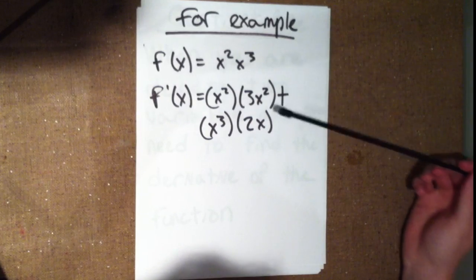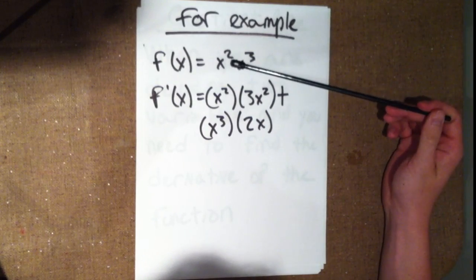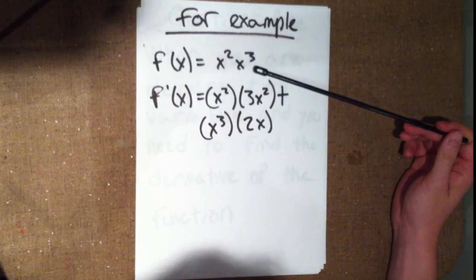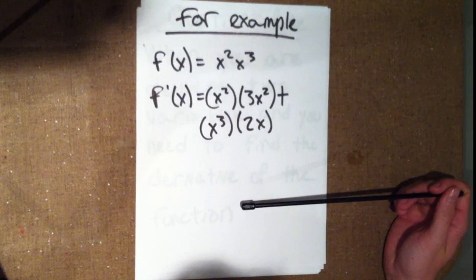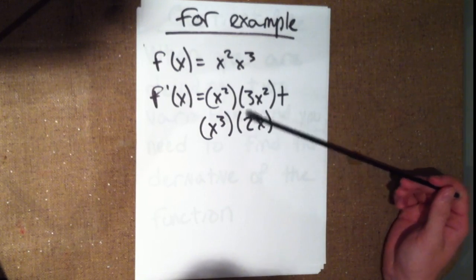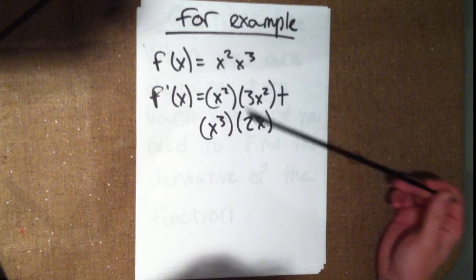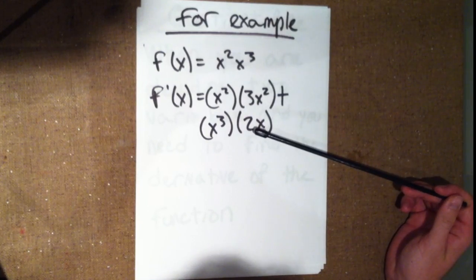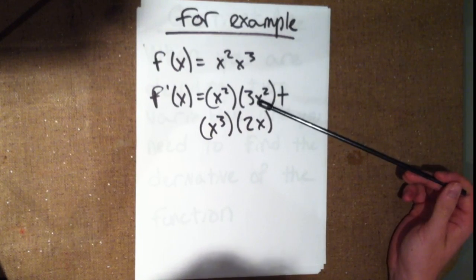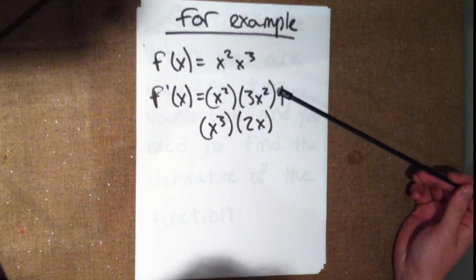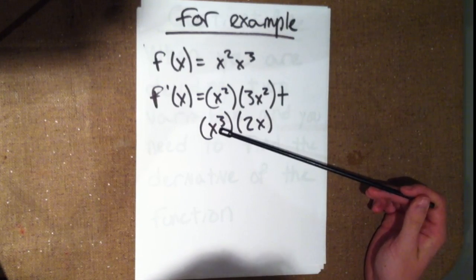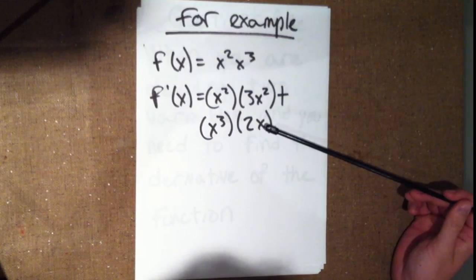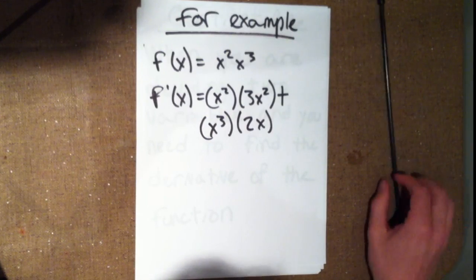For example, f of x is equal to x squared times x cubed. So in order to find the derivative of this function, first, x squared, times the derivative of the second, x cubed, which ends up being 3x squared, plus the second, x cubed, times the derivative of the first, which ends up being 2x.